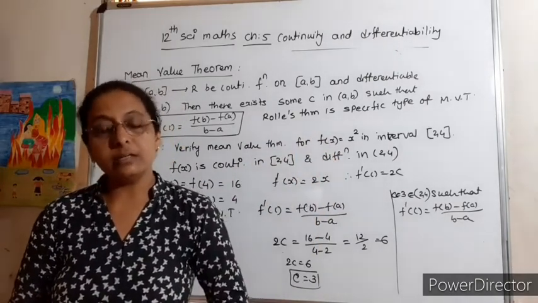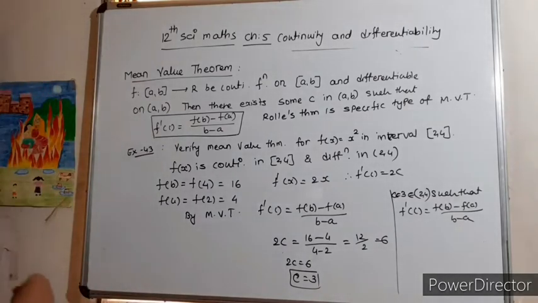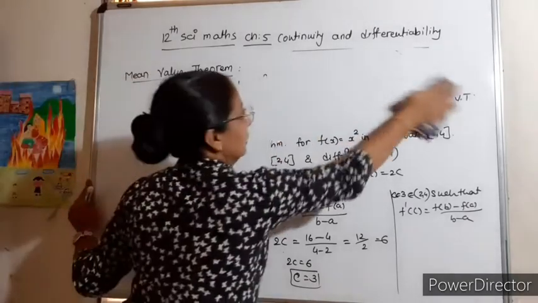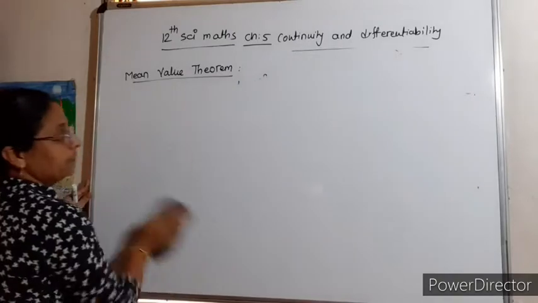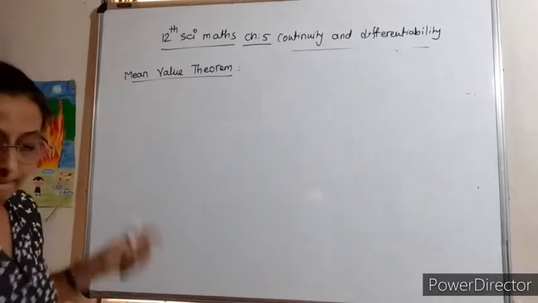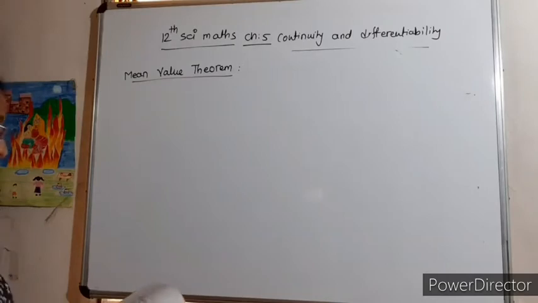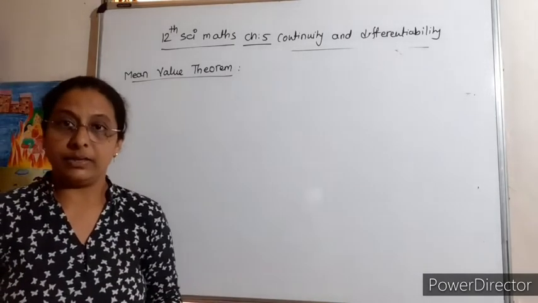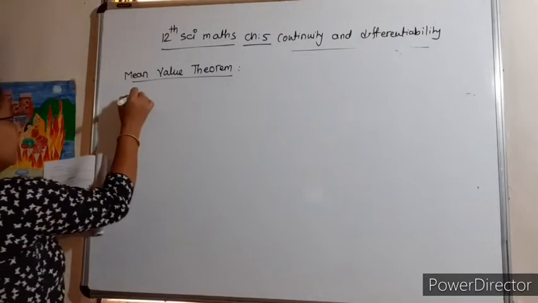You understand that? Okay. Here is example 43. Now we'll go ahead with some more sums to verify this MVT. What is MVT? Yes, it is the mean value theorem. Now, from exercise 5.8, Rolle's theorem के sums हमने कर दिए थे. So now we'll move ahead with question number 3.